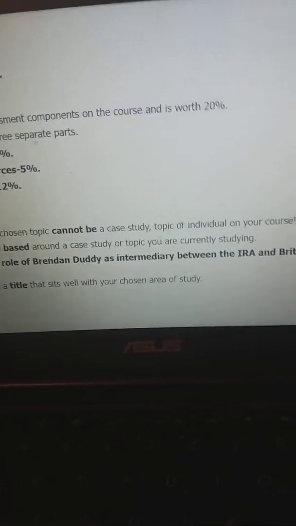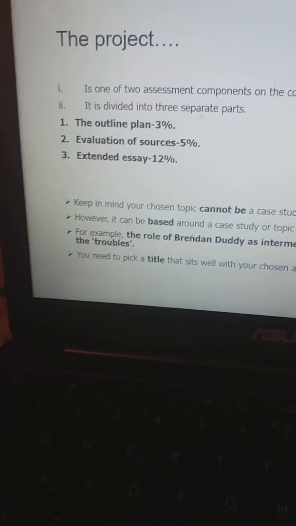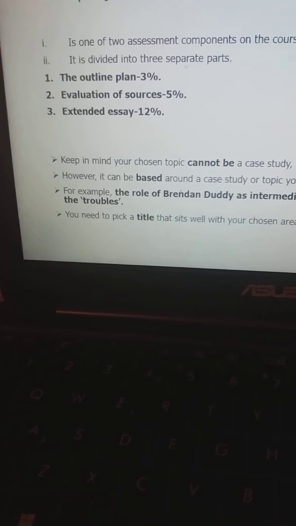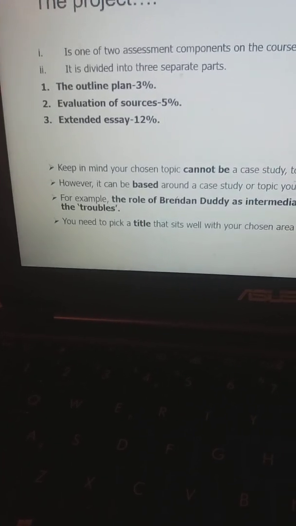Firstly, it is one of two assessment components on your course and is worth 20%. It's divided into three key components. One is the outline plan, the evaluation of sources, and of course the most important aspect, the extended essay.